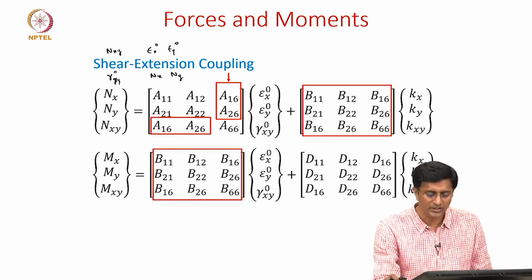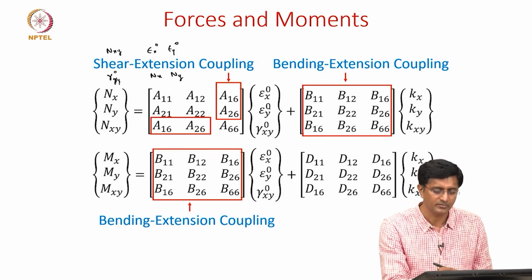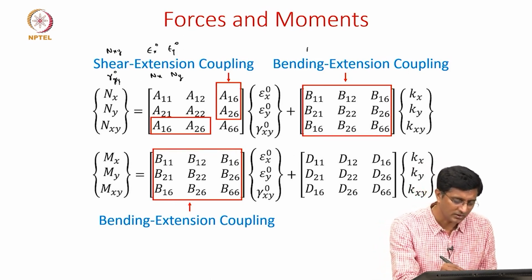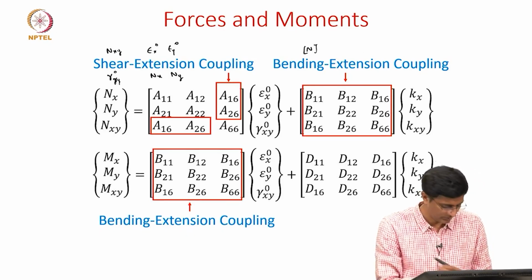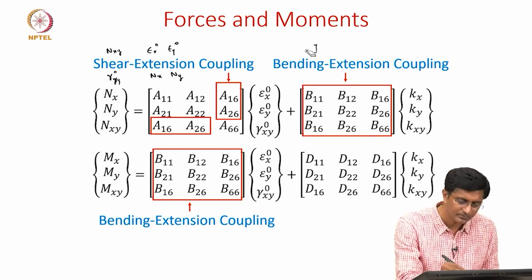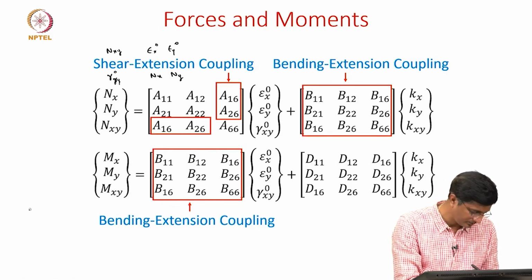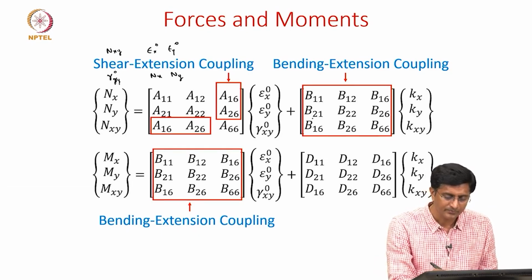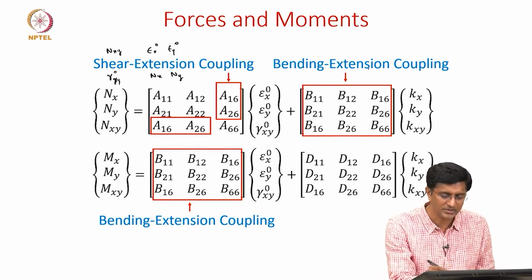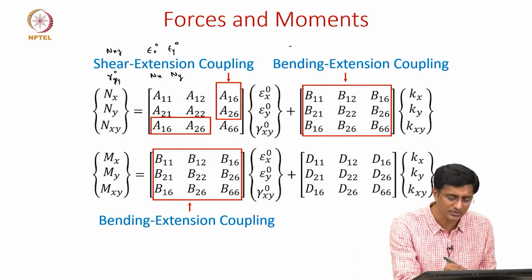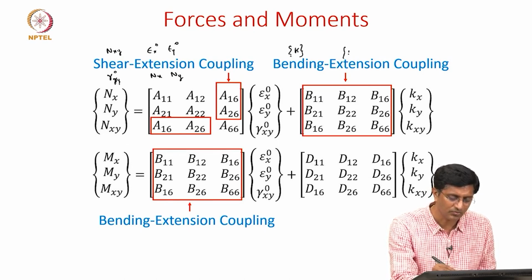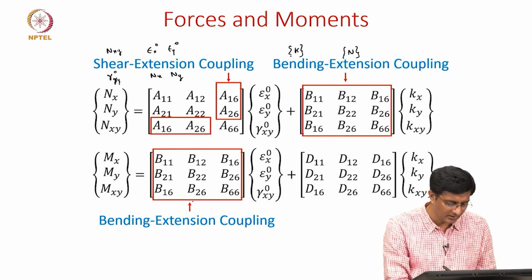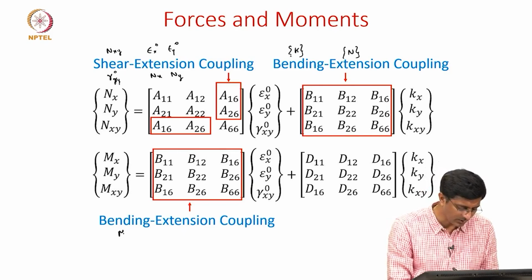So the B matrix we have already seen. This is the bending extension coupling, where we are connecting the forces with the curvatures. So we call it bending extension coupling, because here we are connecting the bending, through the curvatures, with the forces N. And this B matrix connects the bending in terms of the moments with the mid surface strains.